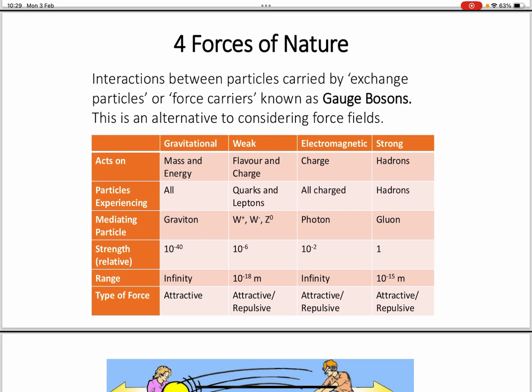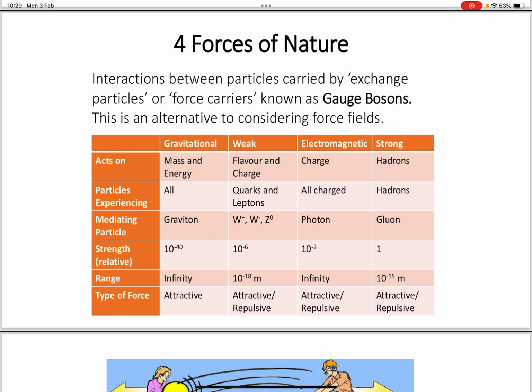If I just show you this slide, putting together now all 4 forces that we've looked at so far, gravitational, weak, electromagnetic, and strong. If I kind of draw your attention to the relative strength row, okay, the clue's in the name. The strong force is the strongest force, and gravity is the weakest force.